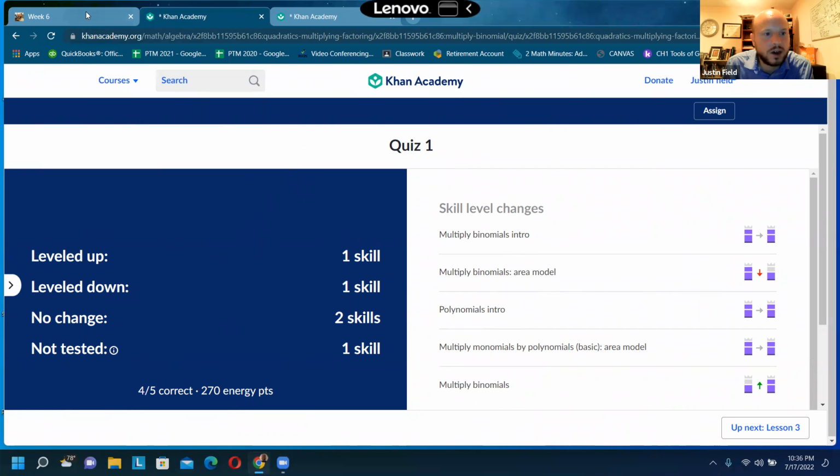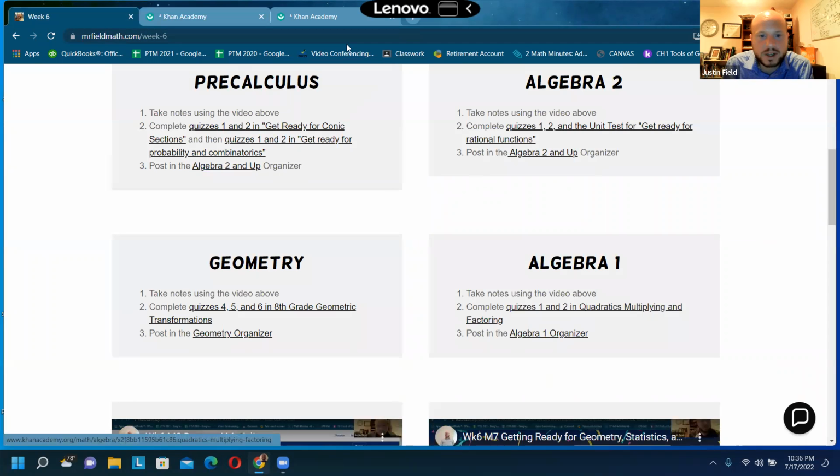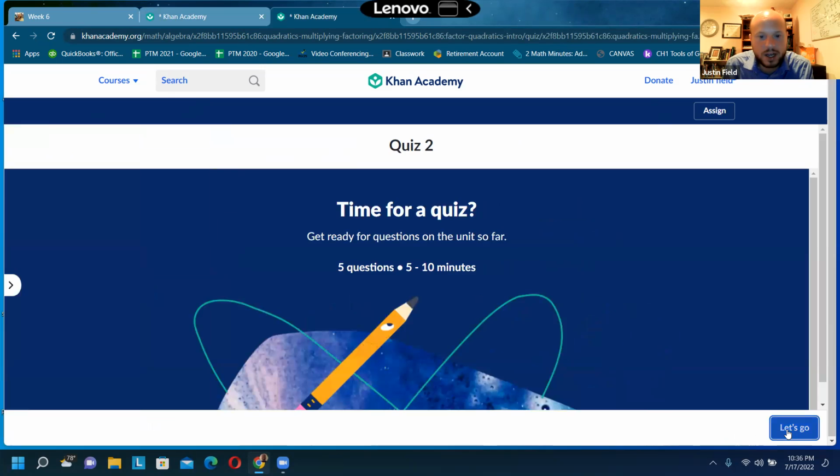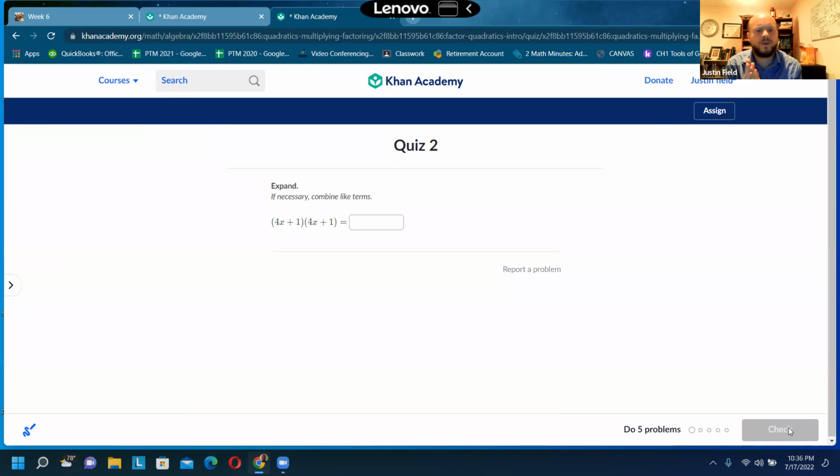Post in the organizer. Oh my gosh, I'm getting ahead of myself. Now we've got to do quiz 2. Getting ready to call it a day. Well, you can do this one. Make your area model.